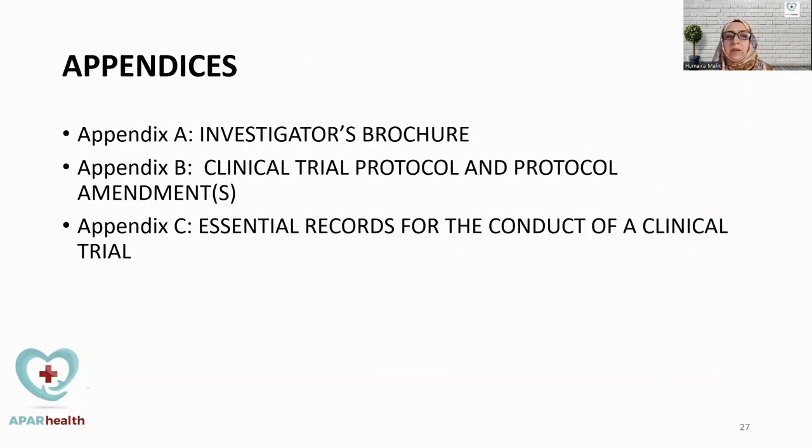Then there are a few appendices. In Appendix A, the details about the investigator's brochure are there. Appendix B is about clinical trial protocol and protocol amendments. And Appendix C is about essential records for the conduct of the clinical trial.